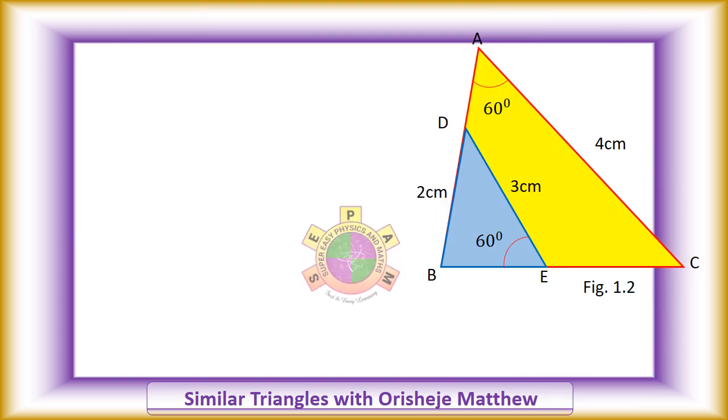This is a similar triangle question. This shape has two triangles which are similar. The triangles are triangle EBD and triangle CBA. Let's identify the angles that are equal.